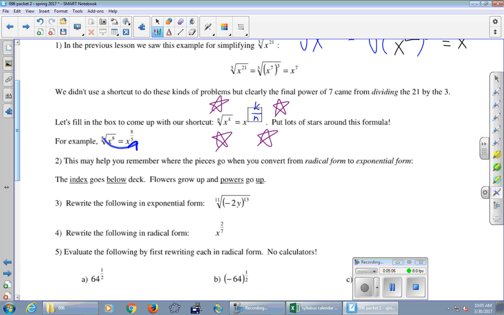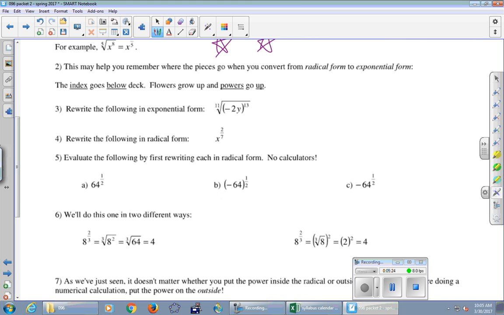Okay, and then this one I'm really not sure about. Flowers grow up, yes? And powers go up. Power up. I was not feeling all that inspired, I guess, when I made this. I don't think it's great. I have not come up with anything better. I'd love to hear your opinions if you have a chance to think about it.